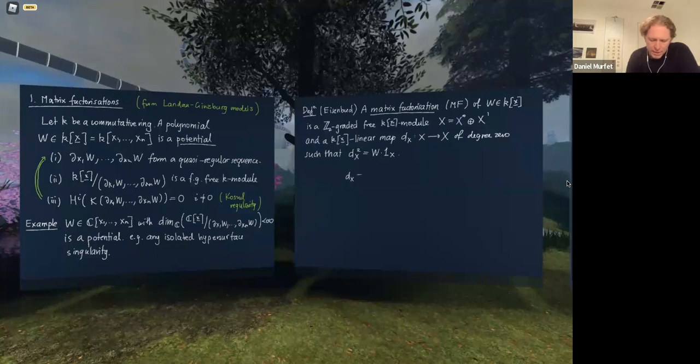So this operator dx can be, if you like, written in blockwise fashion as a pair of matrices A and B, and they satisfy this condition. Okay, so a matrix factorization is a simple object. It's a matrix of polynomials satisfying this constraint.